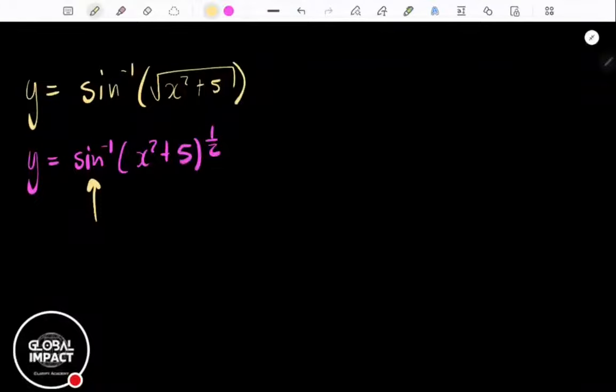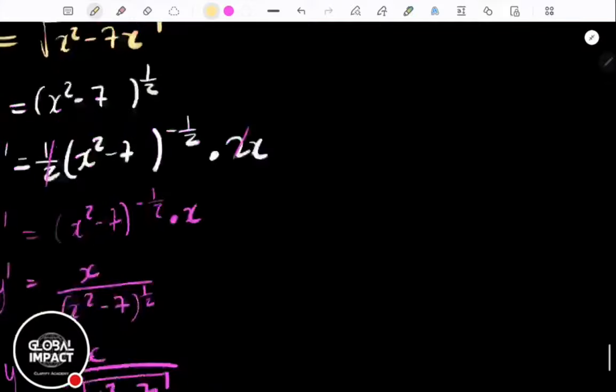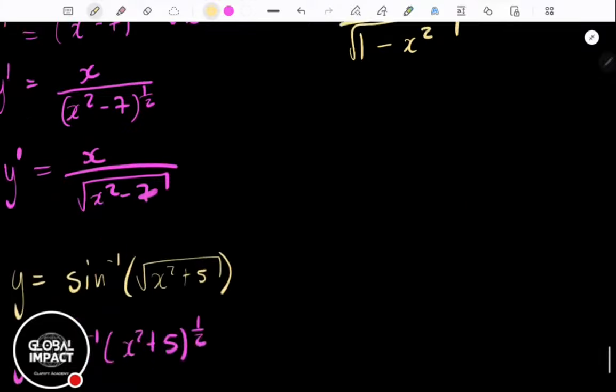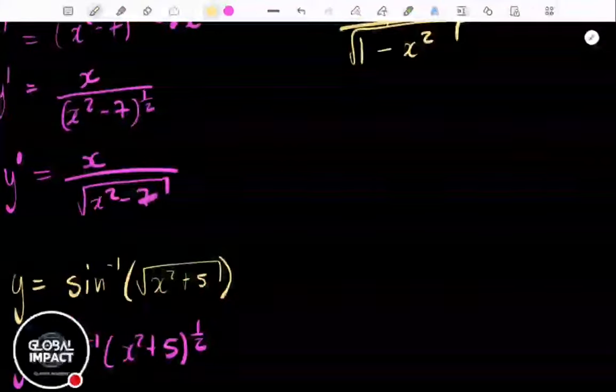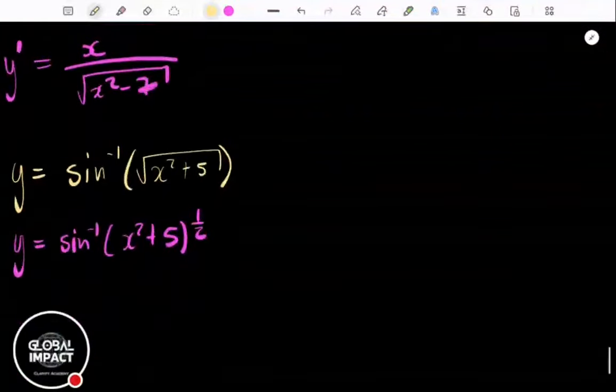You differentiate the outside, which is sine inverse. You start by differentiating the outside without changing the inside. So let's differentiate sine inverse. The derivative of sine inverse of x, you know what that is. It is 1 over the square root of 1 minus x squared. Now here we don't have x because that was for sine inverse of x. Here we have sine inverse of something which is not x. So in place of x, we are now putting this.